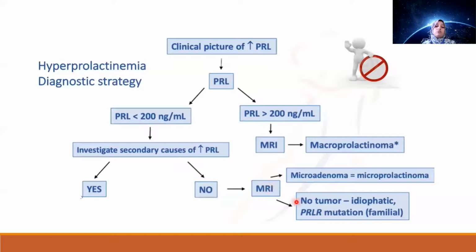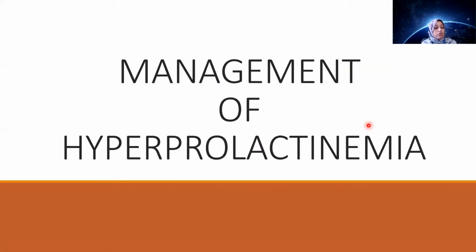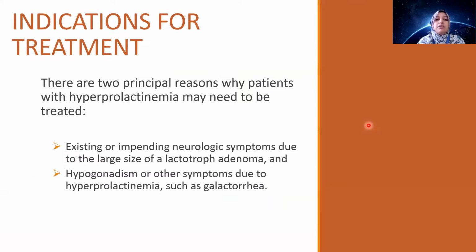And if on MRI you get a microadenoma, then that is microprolactinoma. If the level is more than 200, you go straight for MRI because a macroprolactinoma would be there. Now I'm coming to the last section of my talk, that is management of hyperprolactinemia.